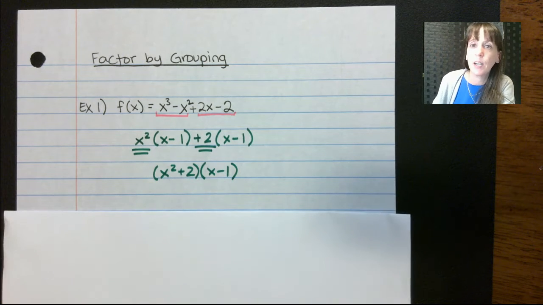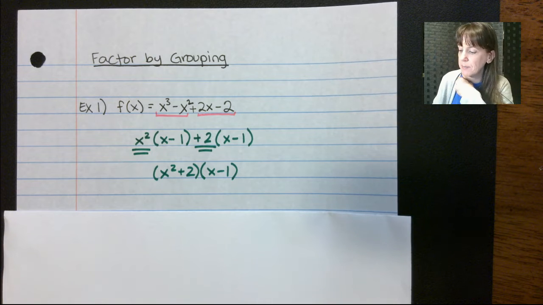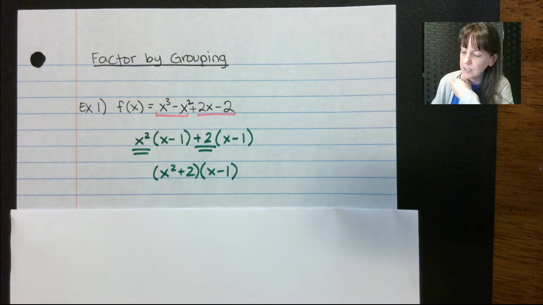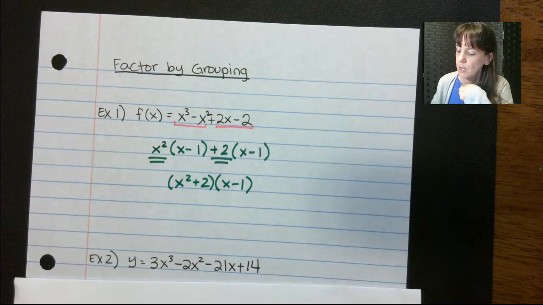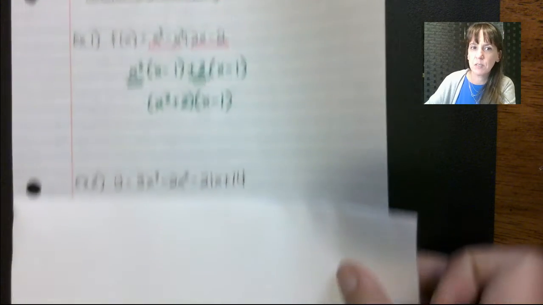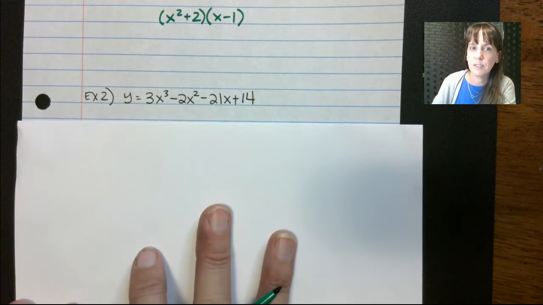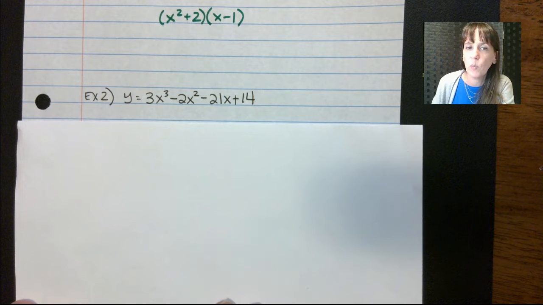Now, there is a very common mistake that I see students make all the time, so I want to make sure you don't make that mistake. Let's take a look at number 2 here. For number 2, we have y equals 3x to the third minus 2x squared minus 21x plus 14.